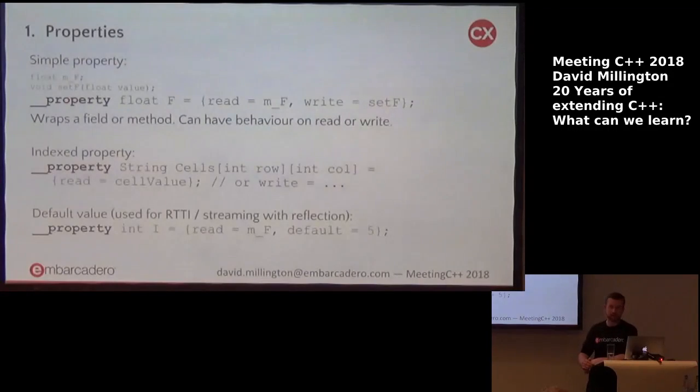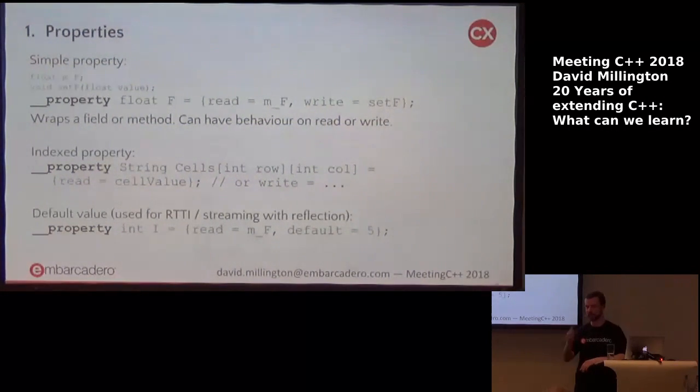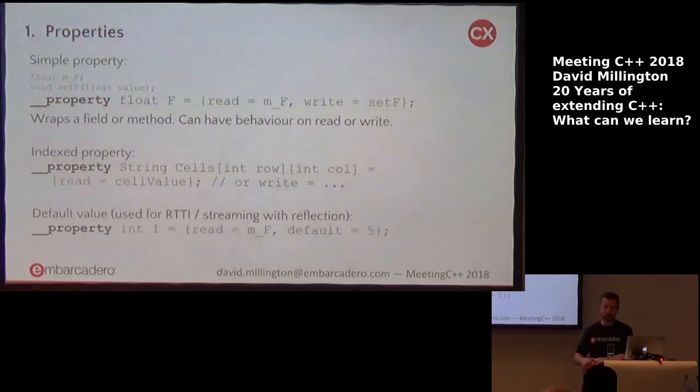Now, the key thing to get here is that you can declare a property, you give it a type, you give it a name, and you can give it optional read and write accesses. And they can be backed either directly by a field, so you can see the read one here is specified, so just get the value directly from the field, or by a method. So both reading and writing could be methods or could be fields directly. And that means that you can have behavior on reading or writing.